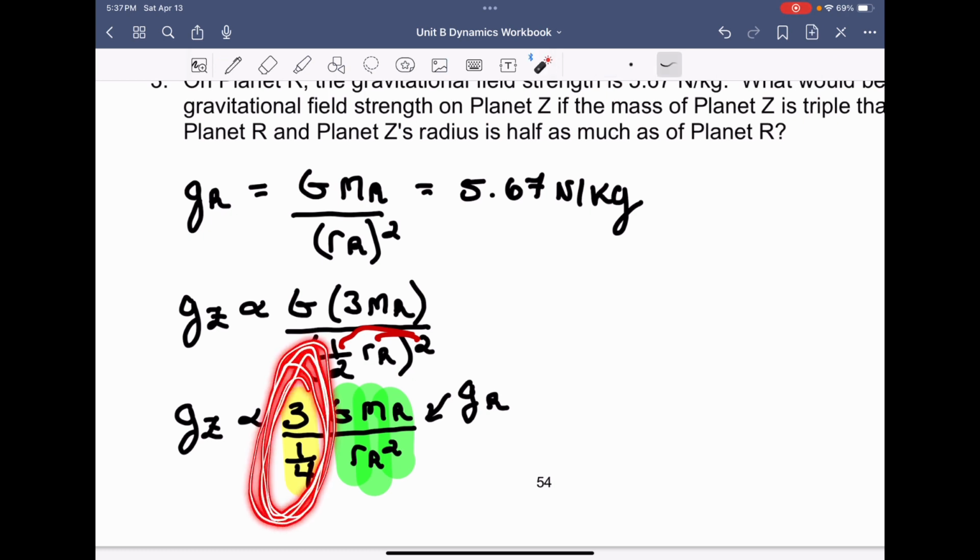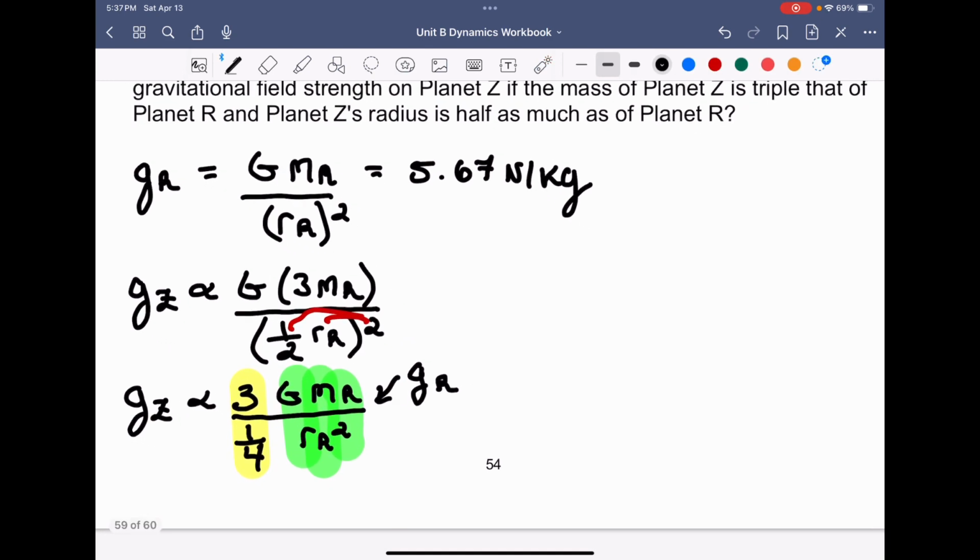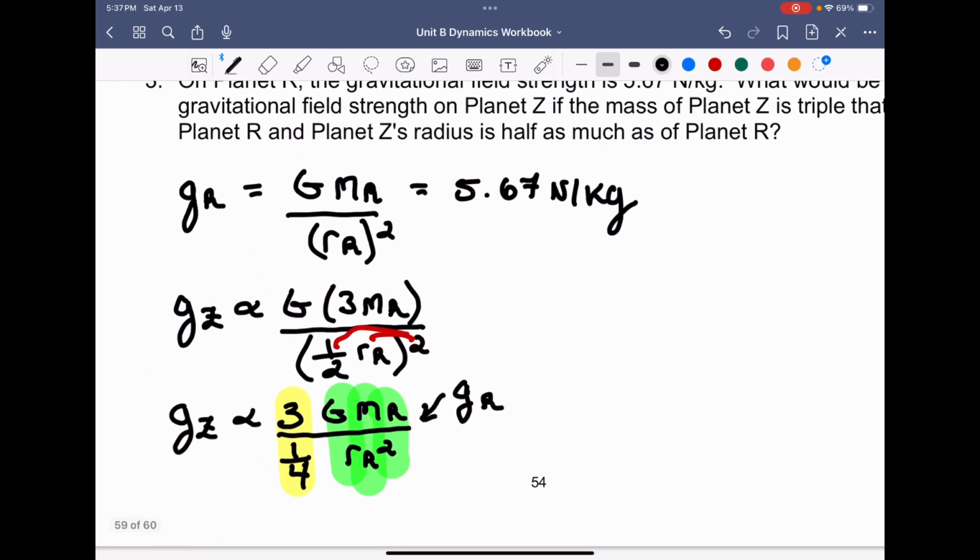The front piece here is the reflection of the change. It's the proportional change that makes our gz. So gz is proportional to this change in gr. Now, to simplify that, what we're going to do is the following. Just below, because I want to save space on the other side, gz is equal to, well, we know 3 divided by 1/4 is the same as 3 times 4, which means it's 12. And again, I don't want to put equals yet. It's proportional to 12 times gr.